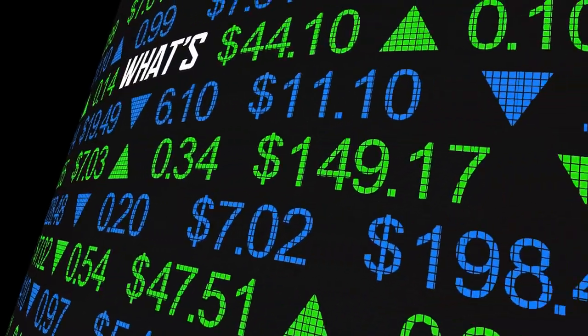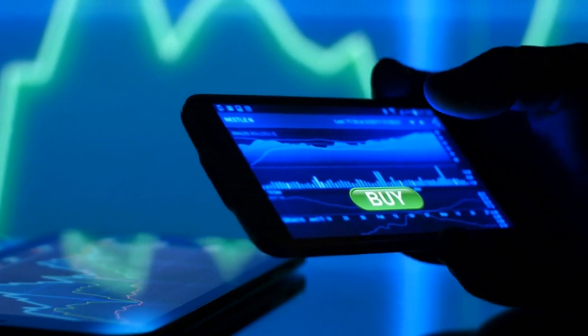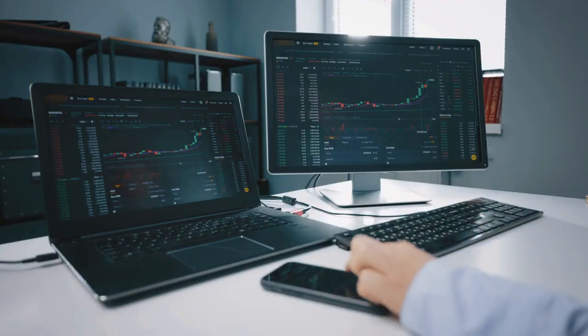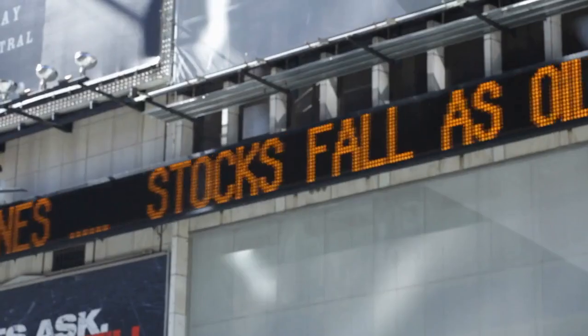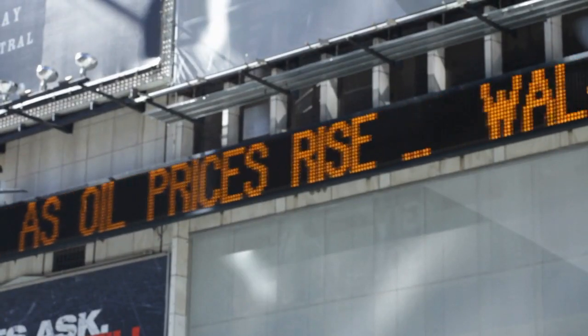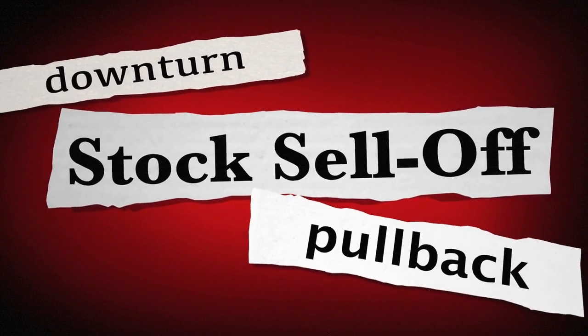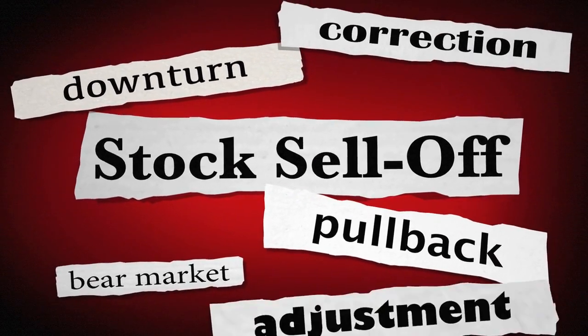Monitor your positions. Once you've entered a trade, you need to monitor your positions closely. This means keeping an eye on the market and the price of the security you're trading. You should also be aware of any news or events that could impact the market. If the market moves against you, you'll want to be prepared to adjust your position size or exit the trade. For example, if the price of the security you're trading drops significantly, you may want to cut your losses and exit the trade.